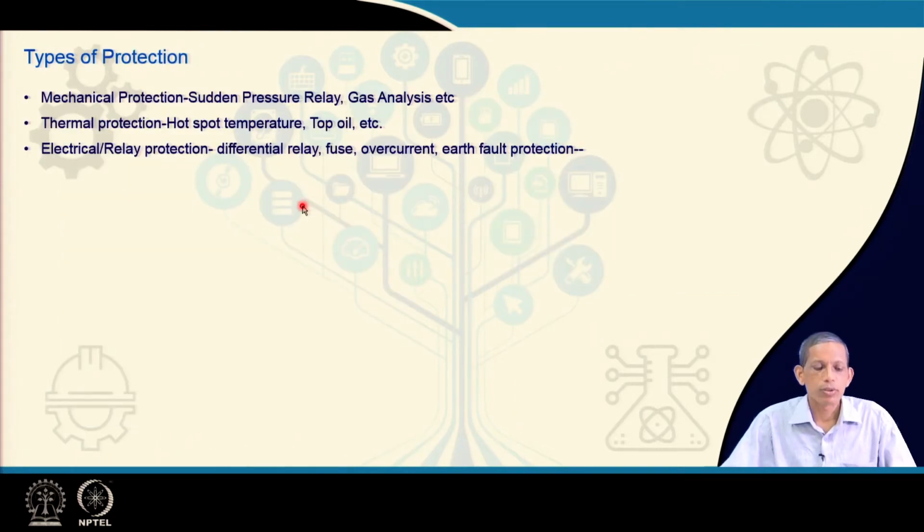Now, the protection can also be divided into three categories: mechanical, thermal and electrical perspective. Pressure relay, gas analyzer, thermal protection, hot spot temperature, top oil temperature, etc., are about the thermal perspective. Electrical are the relay protections; there are numerous protection schemes: differential relay, fuse, overcurrent, earth fault protection and so on.